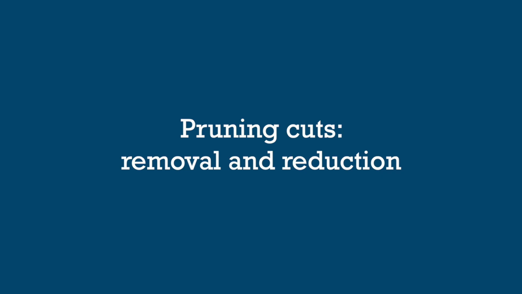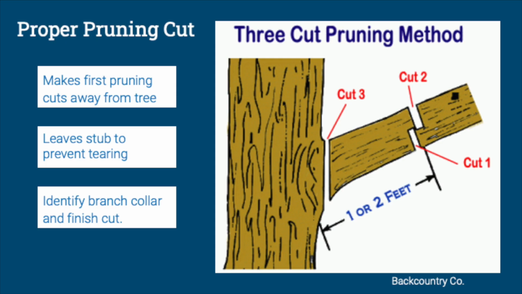So we've talked a lot about proper pruning cuts throughout this presentation, but what does that mean? The pruning cut method I recommend is the 3-cut method. In the illustration, you can see that the first cut is an undercut, about 2 feet away from the stem of the tree. The second cut comes in from the top, and that removes the bulk of the branch. And the final cut, after you identify the branch collar, is just to the outside of that, finishing it up so the tree can heal completely.